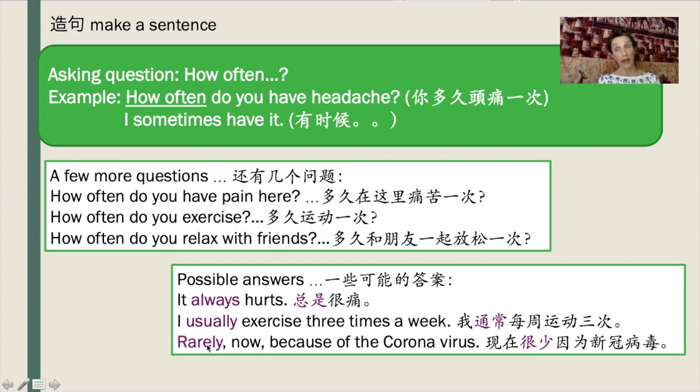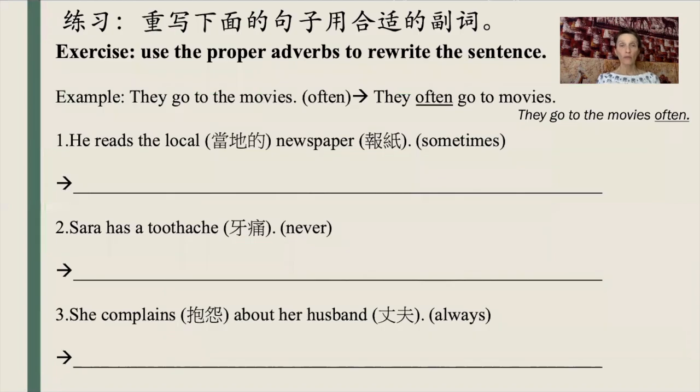Well, rarely now with the coronavirus. And that's what the Chinese would be. It's rarely. So, you know, that means not much. Social distancing. Okay, moving on. So here we are asking you to pause the video, 暂停视频一下, and try to put answers in for these. And then the next slide is also the same thing. So I'll just wait a few minutes for you to do these.